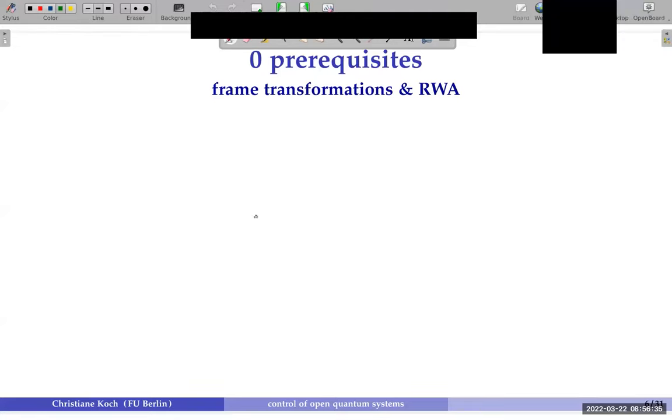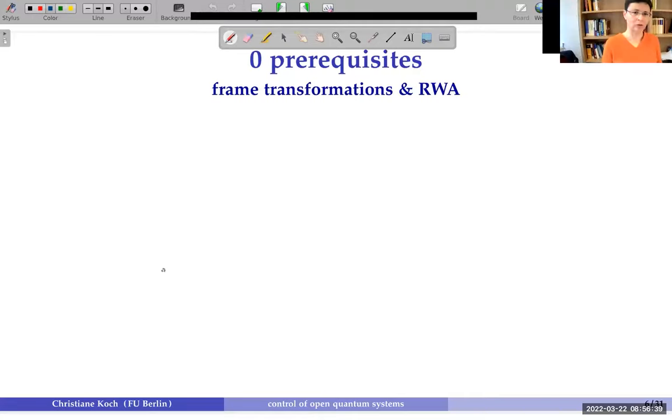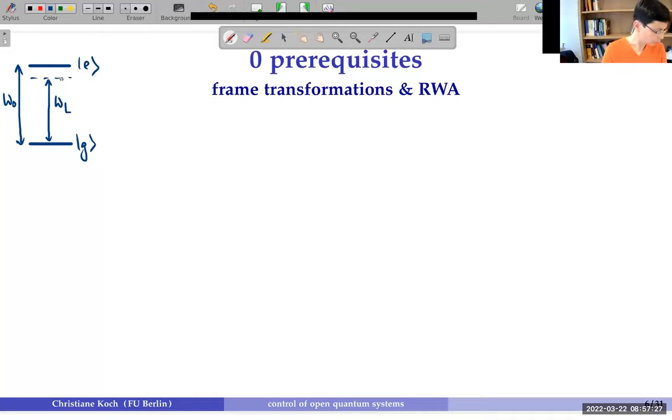So let's start with reviewing what I would call the prerequisites. Something that I think all of you have seen in some form or the other, our friend, the two-level system. We have a level that we call G for ground, or zero in the qubit language, and E for excited, or one in the qubit language. The two have a splitting between them, which we call omega zero. And then if we drive transitions, we can do this exactly on resonance. So let's call the field L for laser, of course, it can be any drive. If it's equal, then we are on resonance. If not, we have a small detuning.